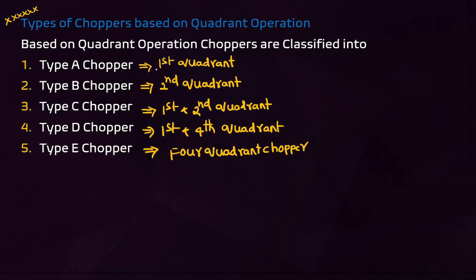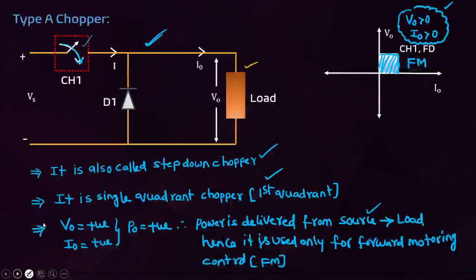operations. We know that type A chopper is the first quadrant chopper, type B chopper is the second quadrant chopper, type C chopper. Quadrant operation is also important. Type C chopper is the first and second quadrant, type D chopper is the first and fourth quadrant chopper, type E chopper is the fourth quadrant chopper. Easy to remember. A is the first quadrant, B is the second quadrant, C is the first and second, D is the first and fourth, E is the fourth quadrant chopper. Four quadrant means four quadrants, that is 1, 2, 3, 4. In four quadrants it will operate.